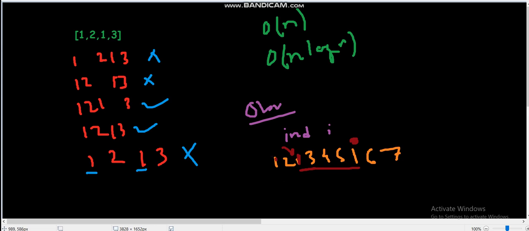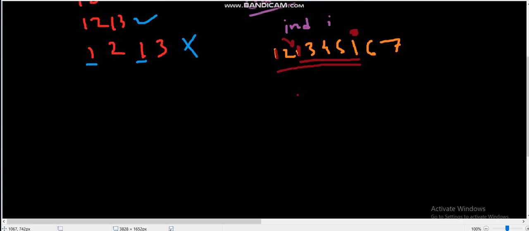Similarly for this one, what could be the length of the minimum partition? The minimum partition could be of length 7, because we have to take this one. So what we are observing here is that, if we are at index i, we have to take the last occurrence of a[i] as the right point of the current partition. Now there could be some other cases also. That's the one important thing.